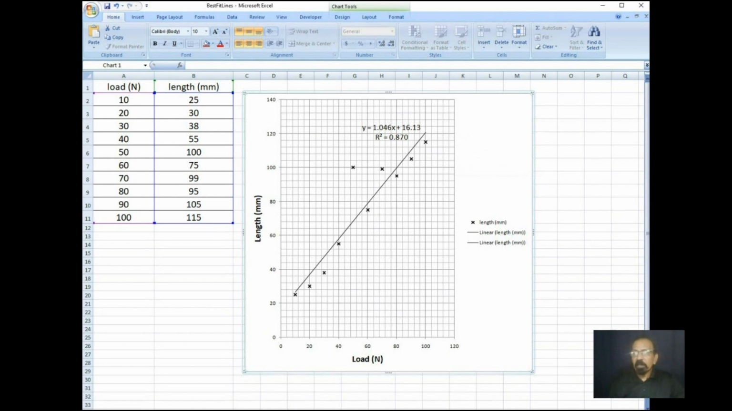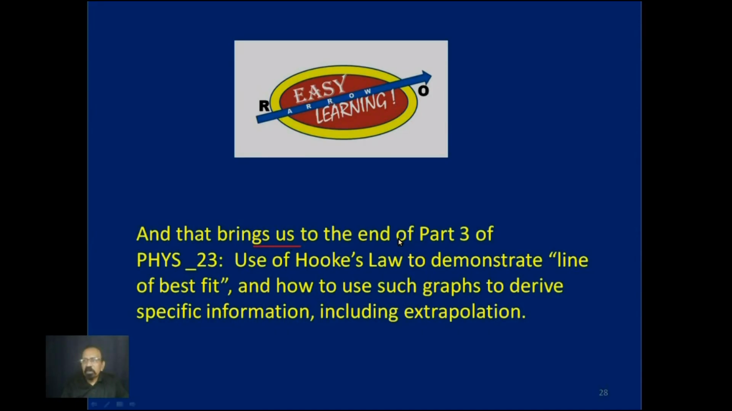And this is just for those who are interested in learning how to do this line of best fit using your computer. Many people may not be interested in this, but there may be one or two students. So this is for your benefit. And that brings us to the end of part 3 of Physics 23, the use of Hooke's law to demonstrate the line of best fit, especially if you don't have a fixed point, and how to use such graphs to derive specific information, including extrapolation.